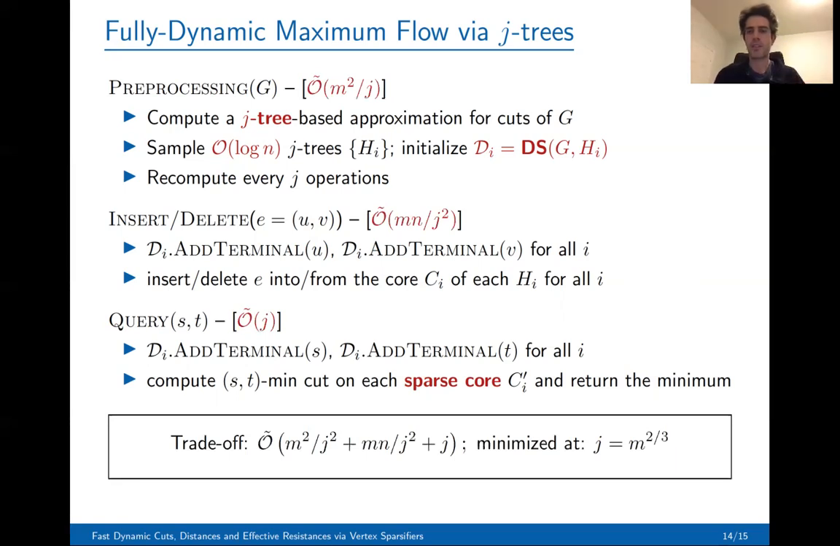And just bringing together all these running times: m squared over j is the running time required to construct a J tree based decomposition by Madry, and this is the running time for inserting or deleting a terminal. And the query is simply j because we always compute on the sparse core. We get the following trade-off, which is minimized at m^{2/3}. So we get an m^{2/3} running time. And we can make this an n^{2/3}, so we get what I promised you in the beginning by simply running the algorithm on a dynamic edge cut sparsifier initially.